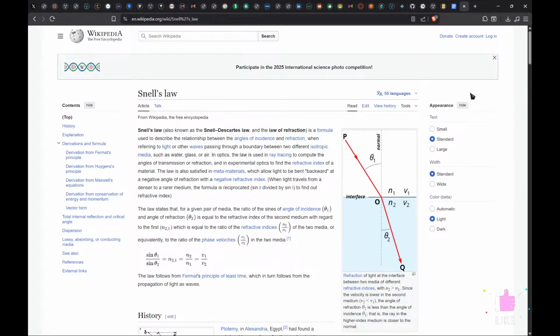This is light, and it bends towards the normal. Theta 1, theta 2, n1, v1, n2, v2. V1, V2 is the velocity of light traveling through a medium.